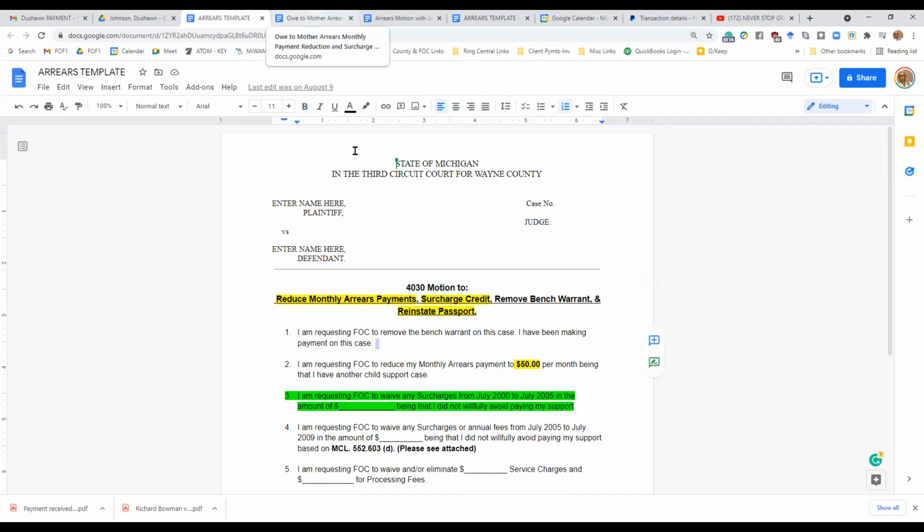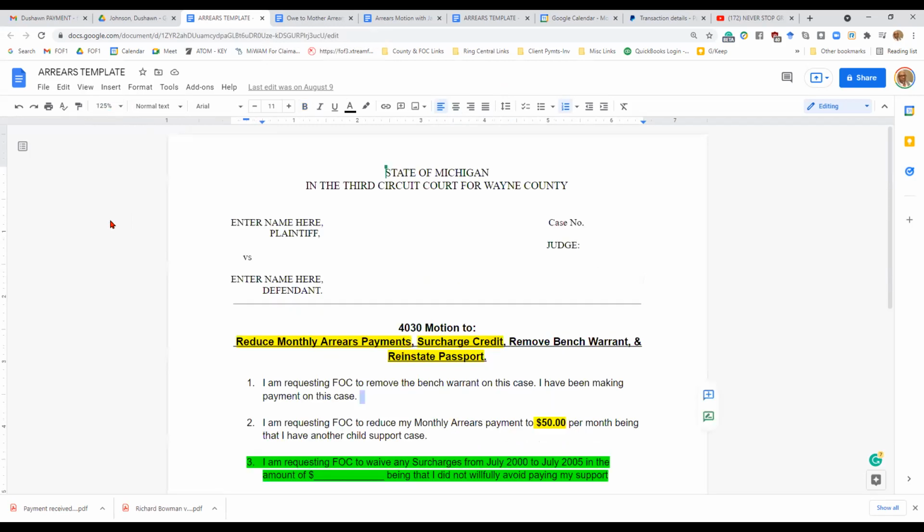Now, this one here, you're doing a motion saying reduce my monthly arrears payments. Reduce my monthly arrears payment. I'll make this a little bit bigger. Make sure everybody can see that.